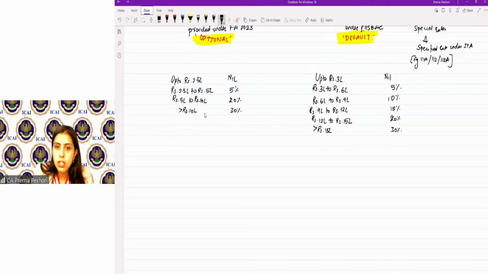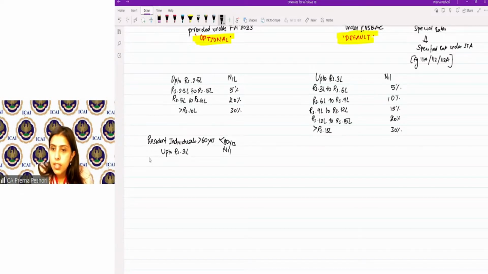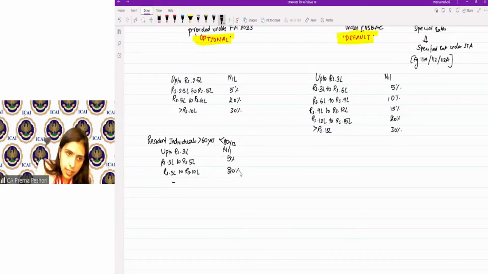For the senior citizens, for the resident individuals greater than 60 years, the slab rate is going to be up to rupees 3 lakh. It is nil. 3 lakh to 5 lakh, 5%. 5 lakh to 10 lakh, 20%. And greater than rupees 10 lakh is 30%.